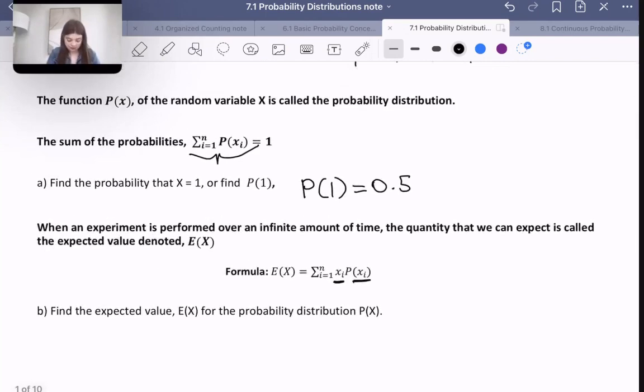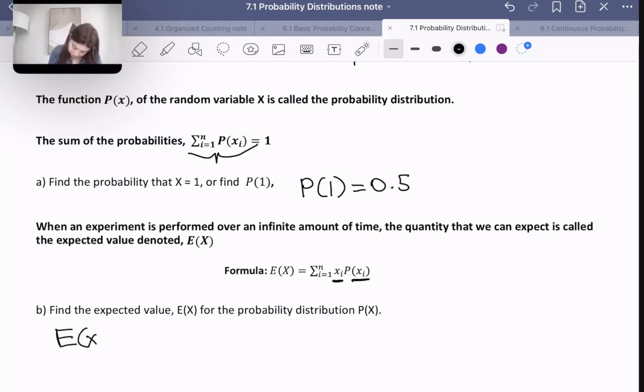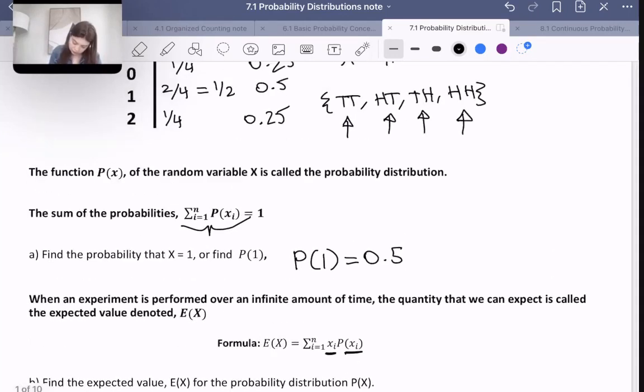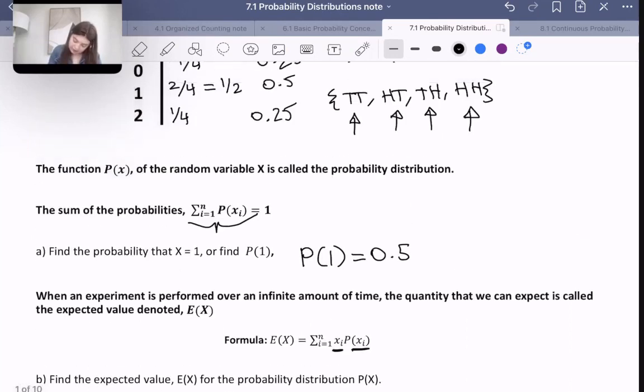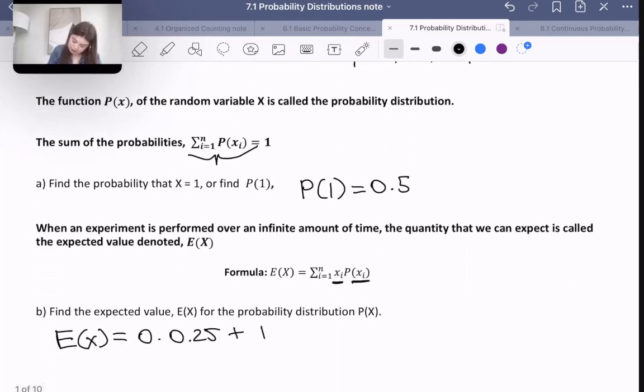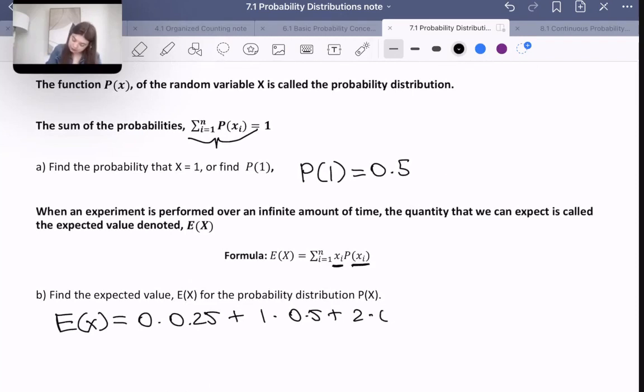So to find the expected value, what we must do is multiply 0 by 0.25, right? So 0 times 0.25, and we're going to add that to 1 times 0.5, and we're going to add that to 2 times 0.25, and we're going to add all this up.